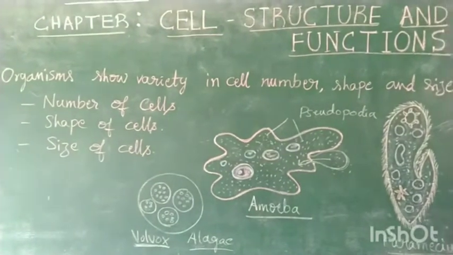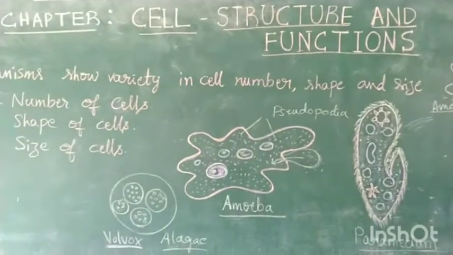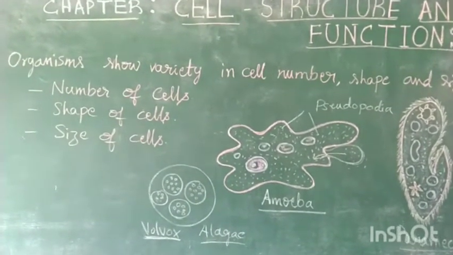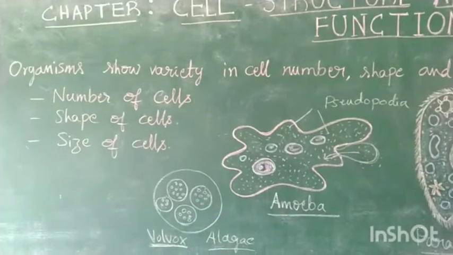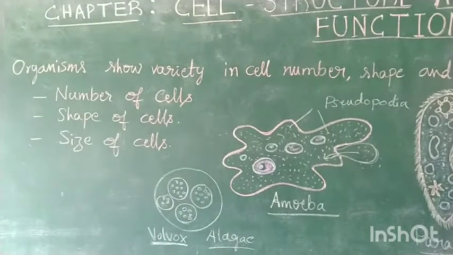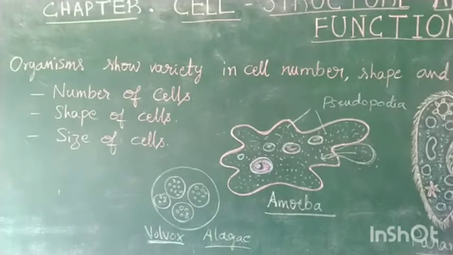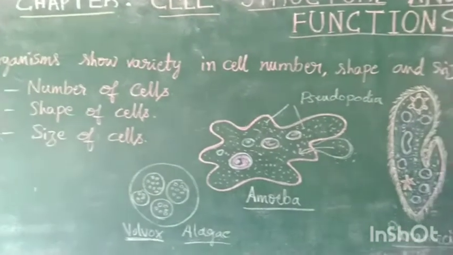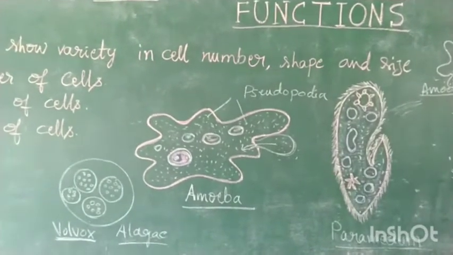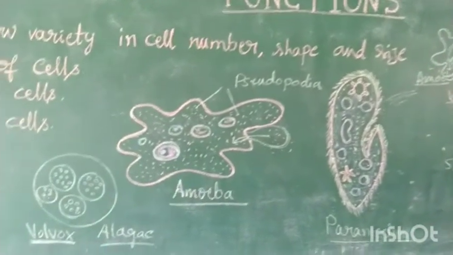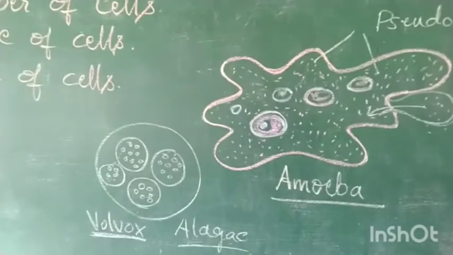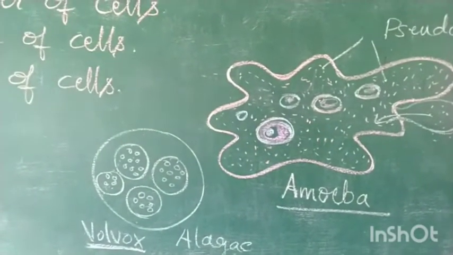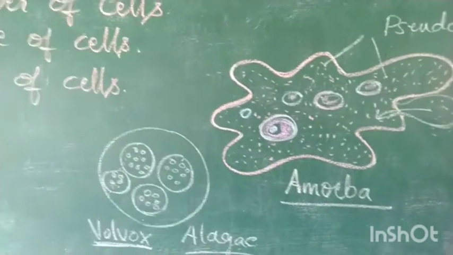Organisms show variety in cell number, shape and size. So we are learning under separate headings how the organisms are having different number of cells, have different shapes and size of cells. So here you are looking at the diagrams of amoeba, paramecium. Here this represents the algae having multicellular cells, which is called a Volvox colony.